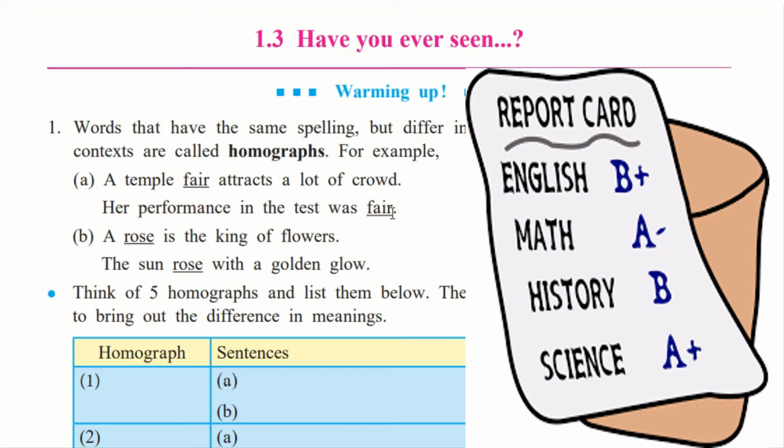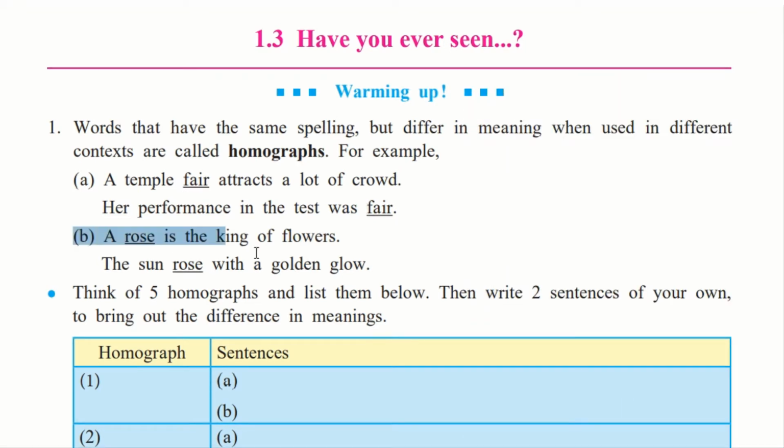And the other fair over here means her performance in the test was fair. That means it was average, not very good, not very bad. So can you see, children? So here we have words with the same spelling, but they have different meanings. Now let's go through the second example.